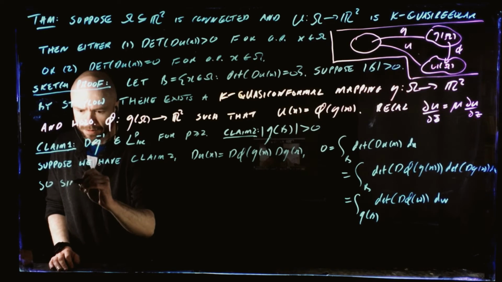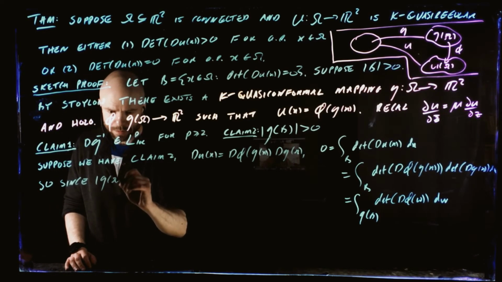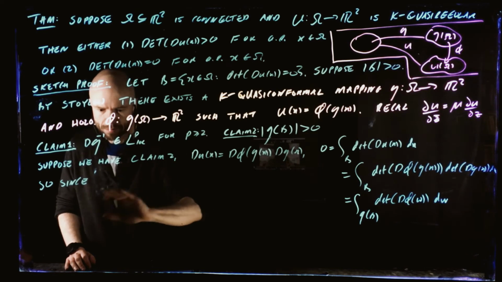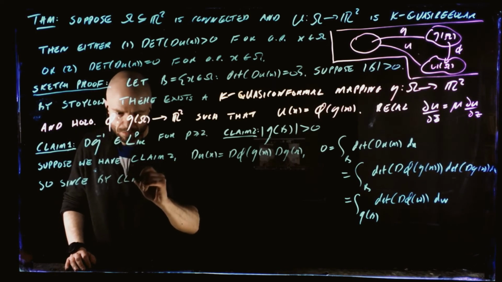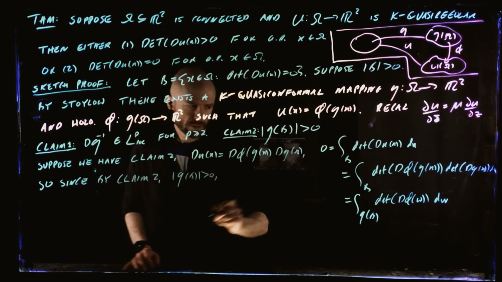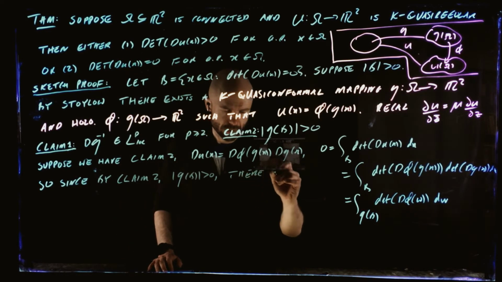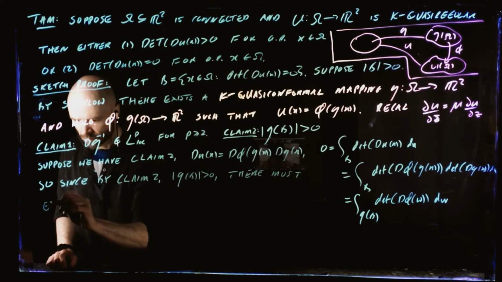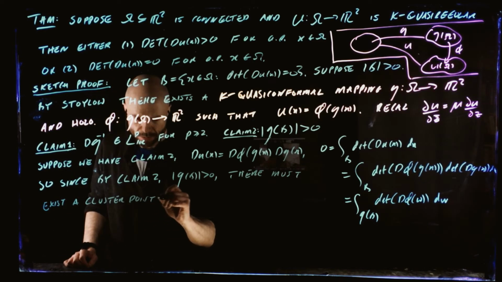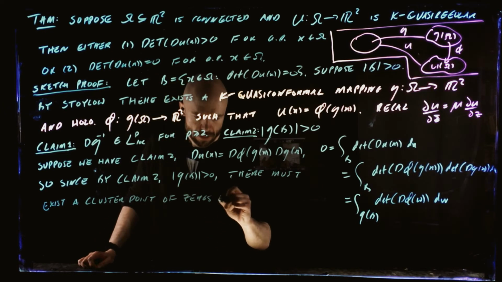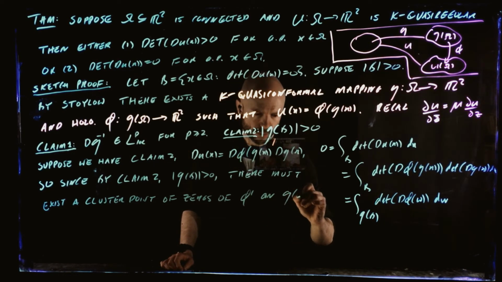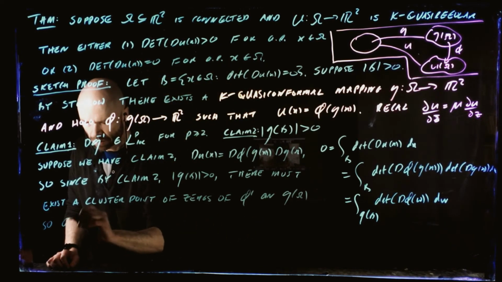So since, by claim 2, there must exist a cluster point of zeros of phi prime on this set, and so phi prime is 0.